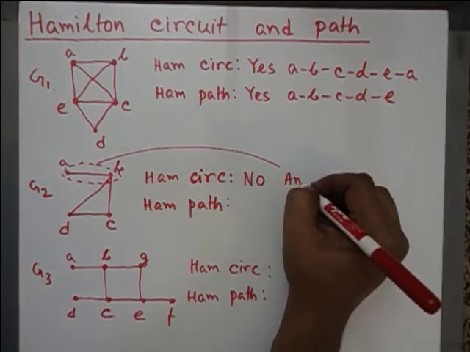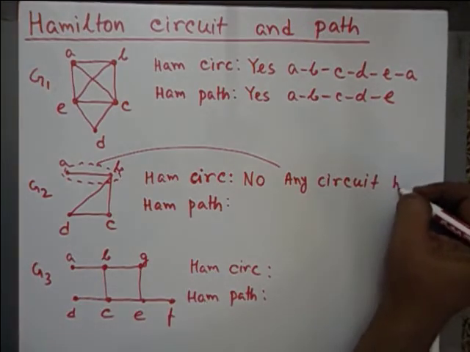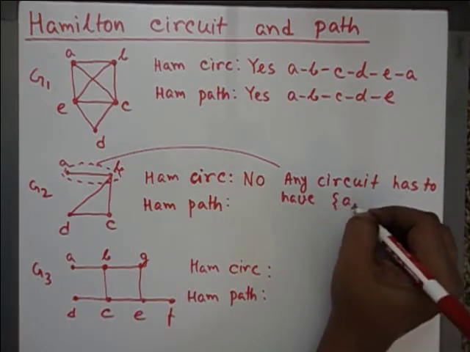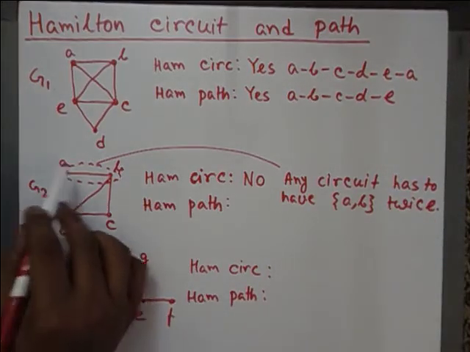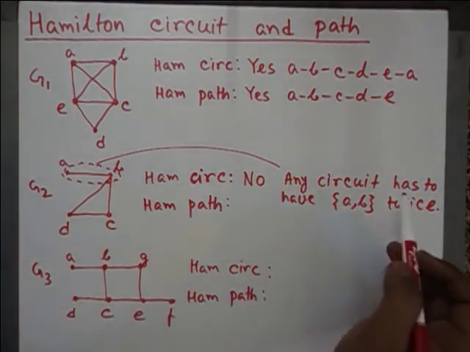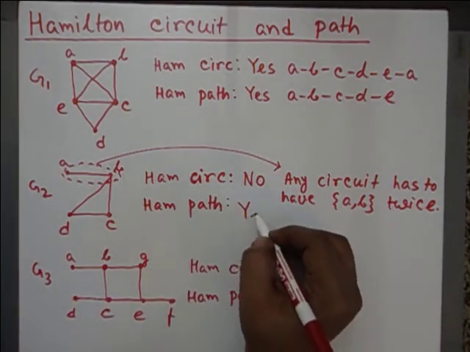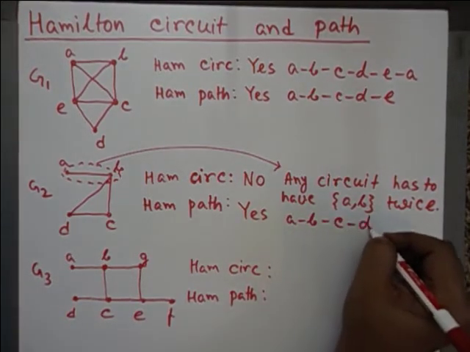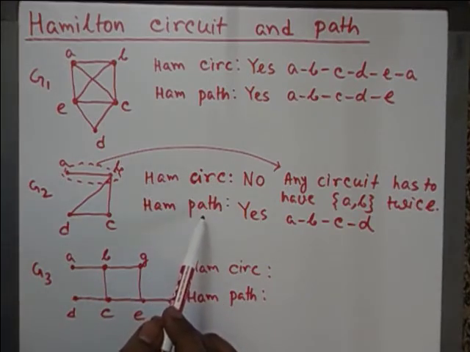Because any circuit has to have this edge AB twice. Now that's not possible. Then we won't be visiting the vertices A and B exactly once. So that's the reason. Does it have a Hamilton path? Well, yes. For example, A, B, C, D. So G2 does not have a Hamilton circuit, but it does have a Hamilton path.